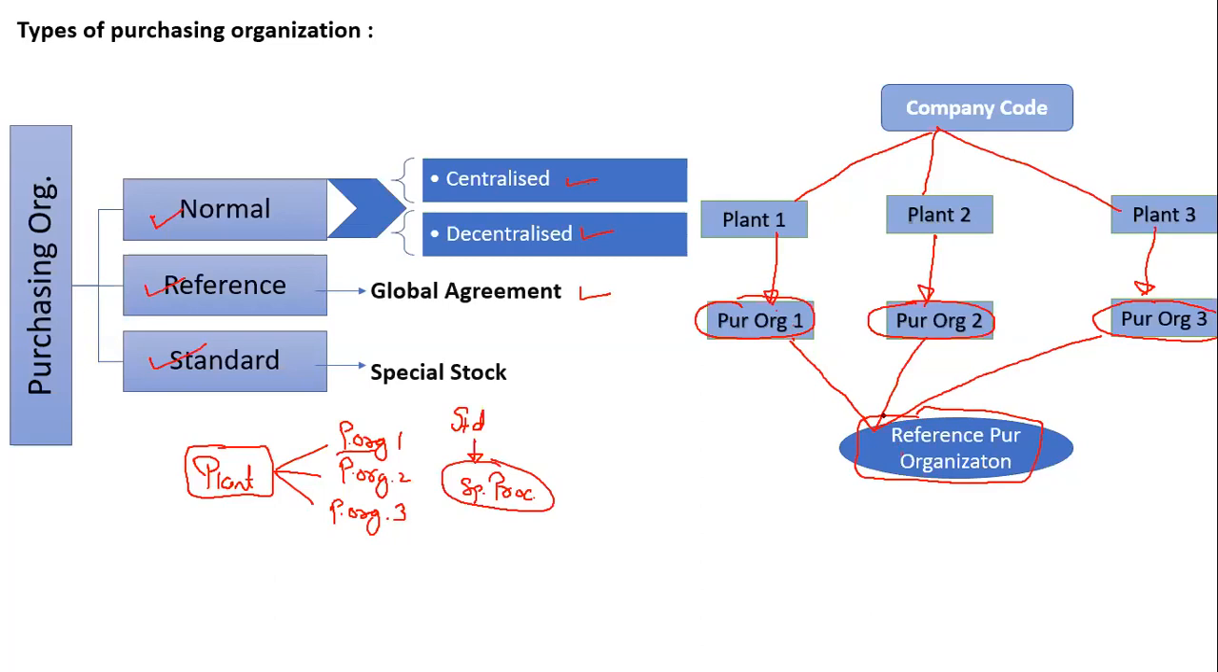And what is a standard purchasing organization? When we have more than one purchasing organization for a plant, we have to set one of them as a standard purchasing organization.